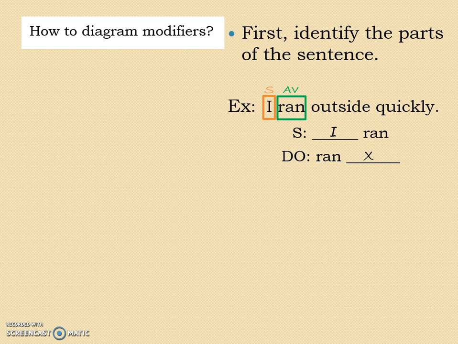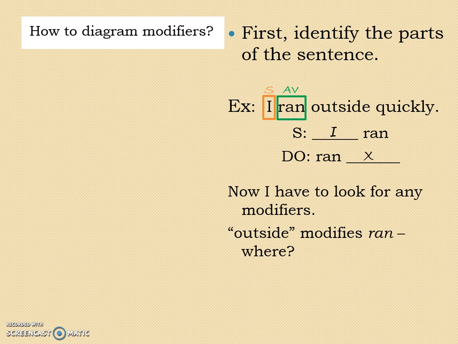Now that my formula is done, that indicates that everything else in the sentence must be a modifier. So let's look for these modifiers. The word outside is modifying the word ran by answering the question where, as in I ran where? Outside. Therefore, outside is an adverb, and adverbs are blue. So we will put a box around outside, and then we will draw an arrow from outside to ran, showing that outside is modifying ran.